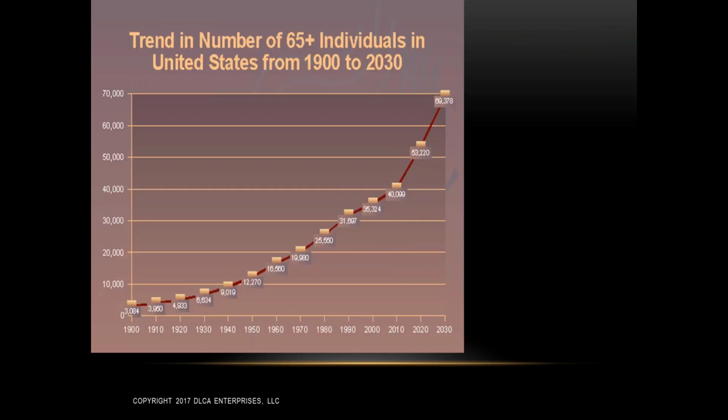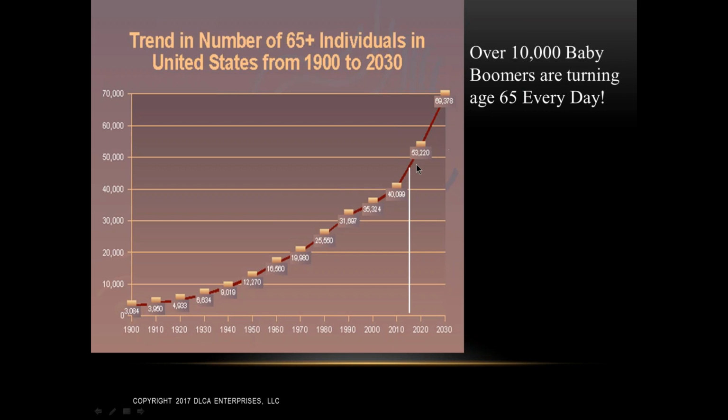So here's a graph, and this shows the trend of individuals over age 65. Now, it goes all the way back to 1900. It's projected through the year 2030. But here's something interesting. If you go back to 1900, there were 3,000 individuals in this country that were over age 65. And look at this trend. So here we are today. We're in the 50,000 plus range.